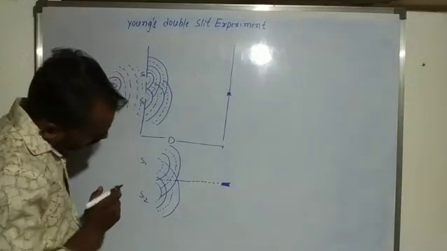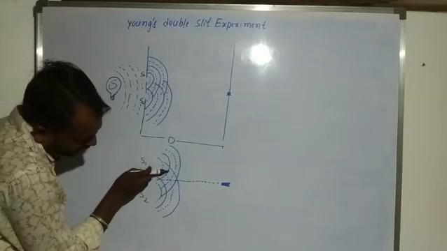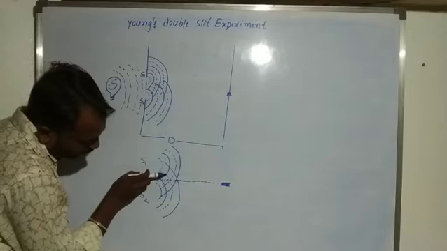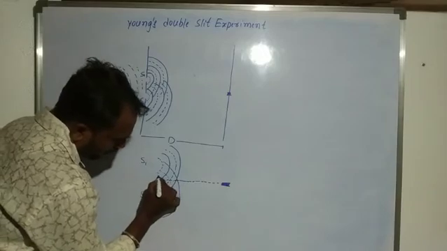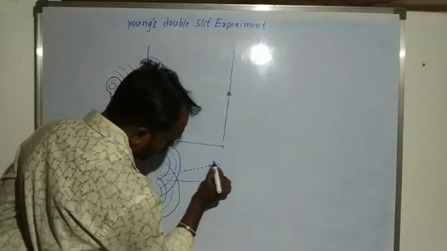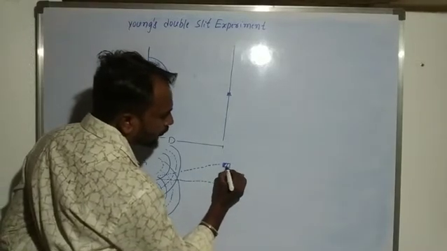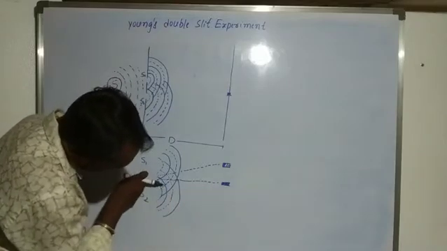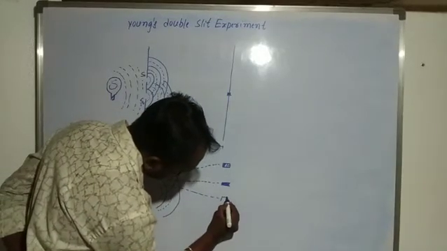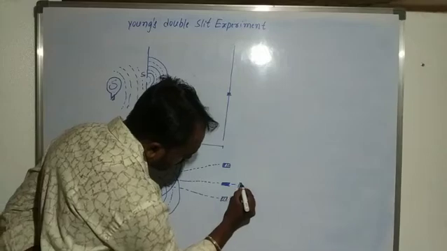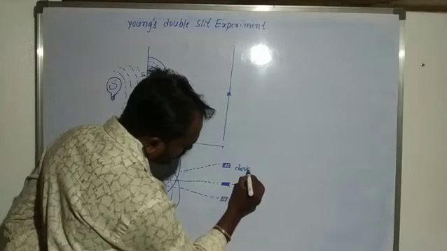Next, here a crest falls on a trough. Here the dotted lines are there and this one is a straight line. So crest falls on trough, and here we get a dark band, and here also the same: crest falls on trough, so we get a dark band. So this one is bright and this one is a dark band.